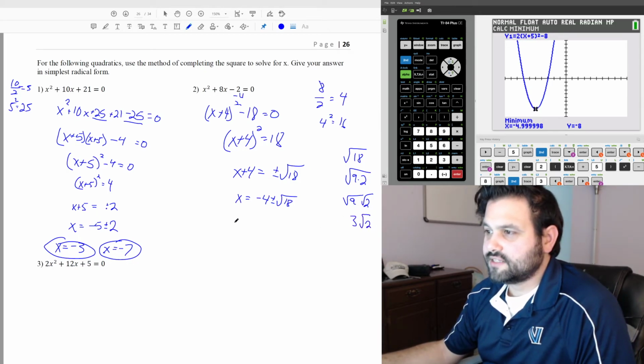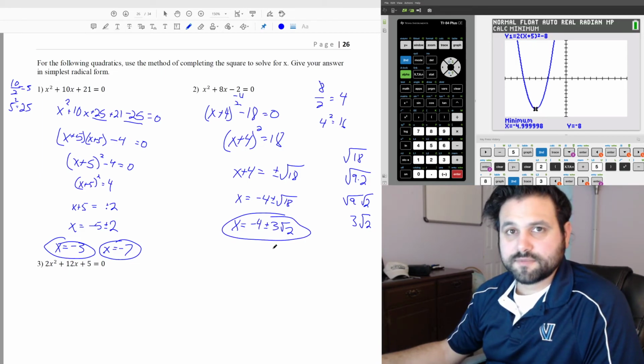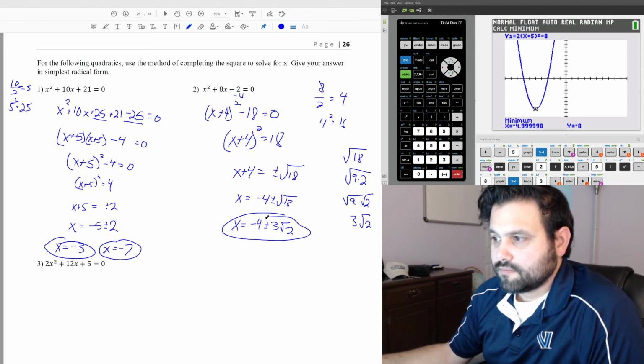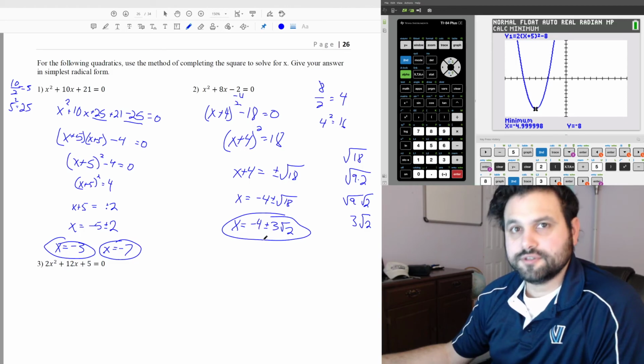And so our final answer here would be x equals negative 4 plus and minus 3 square root 2. Okay? You can certainly split the plus minus sign and show those two solutions, but the plus minus sign being there does serve the purpose of showing two solutions.